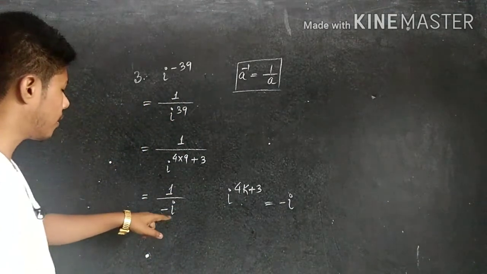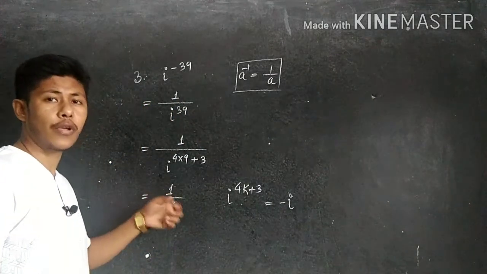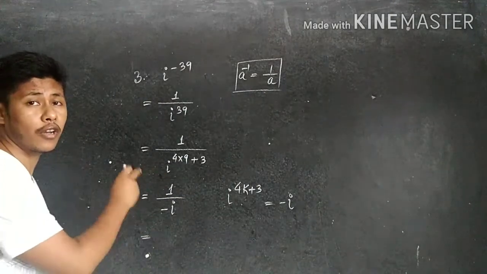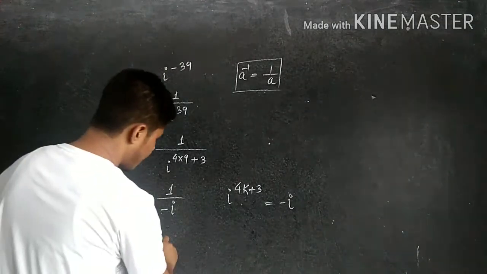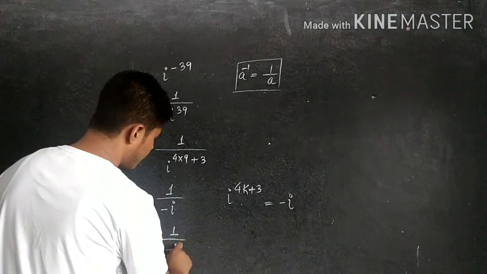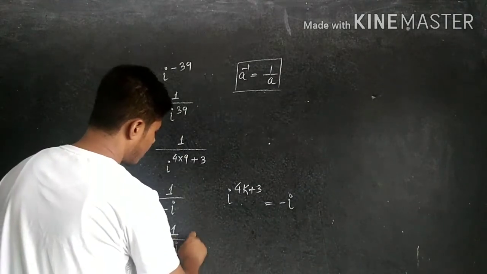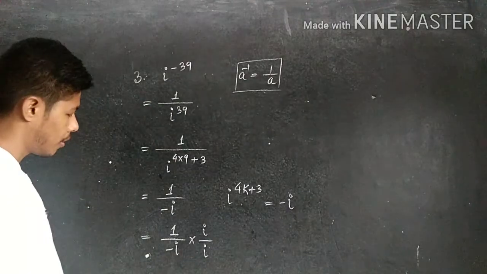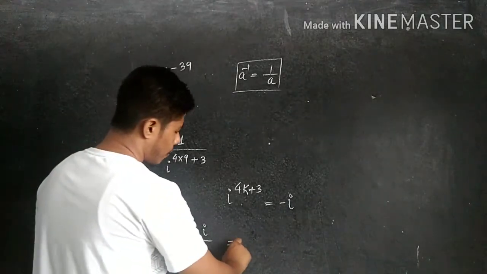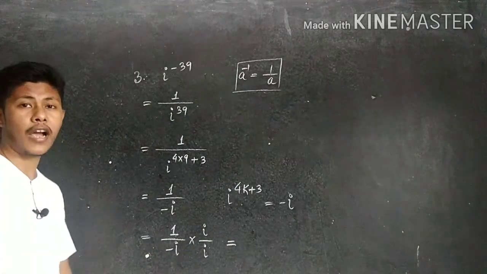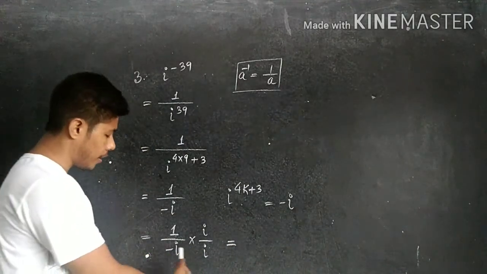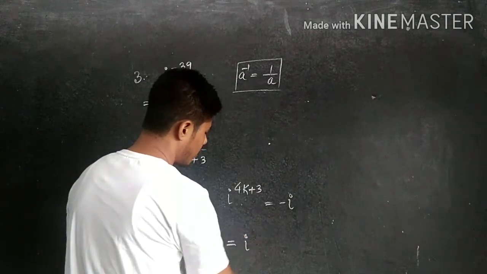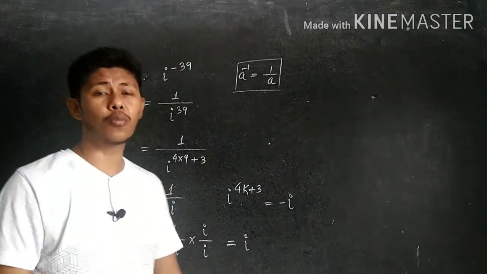Now here in the denominator this i is there, so we have to eliminate this i. So what you have to do is multiply numerator and denominator by i. If you multiply numerator and denominator by i, then this one is minus i, and you have to multiply the numerator and denominator by i. You see. Now ultimately what do we get? i into i square. i square means minus 1. If i square is minus 1, then minus minus is plus. So ultimately what will remain here? i.